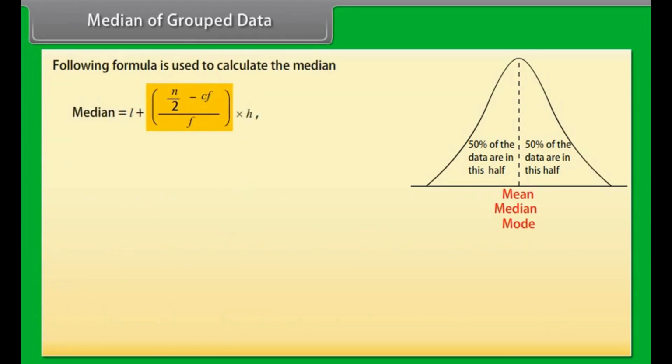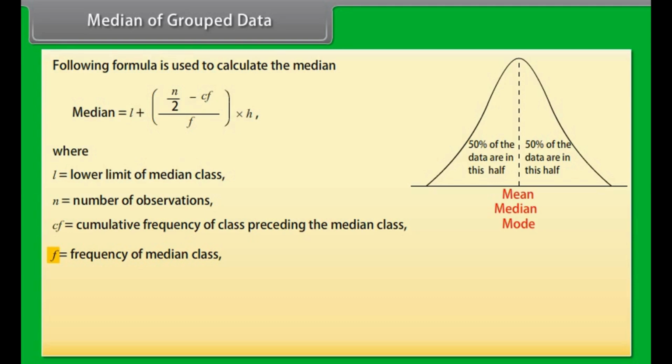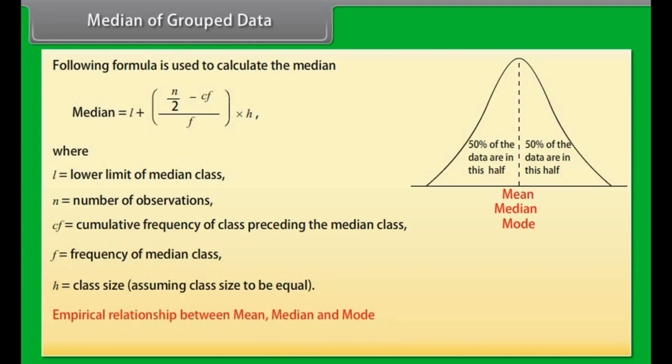L plus n by 2 minus CF, divided by F and multiplied by H, where L is equal to lower limit of median class, n equals number of observations, CF equals cumulative frequency of class preceding the median class, F equals frequency of median class, H equals class size, assuming class size to be equal. Empirical relationship between mean, median and mode: 3 median is equal to mode plus 2 mean.